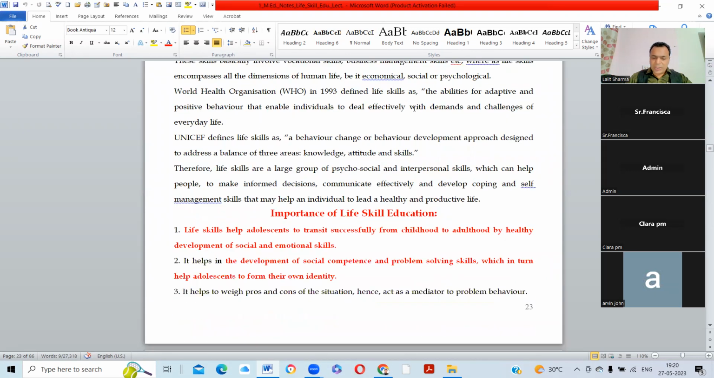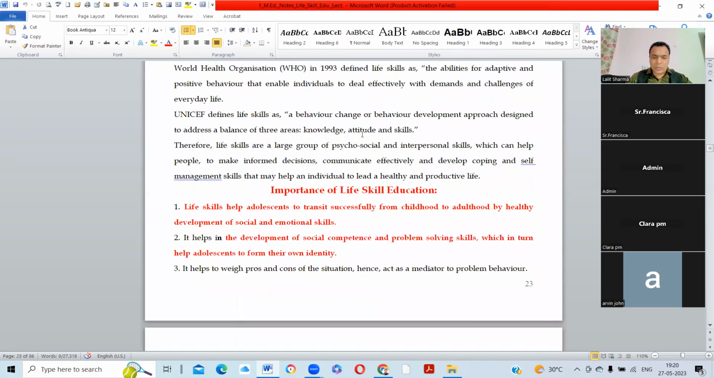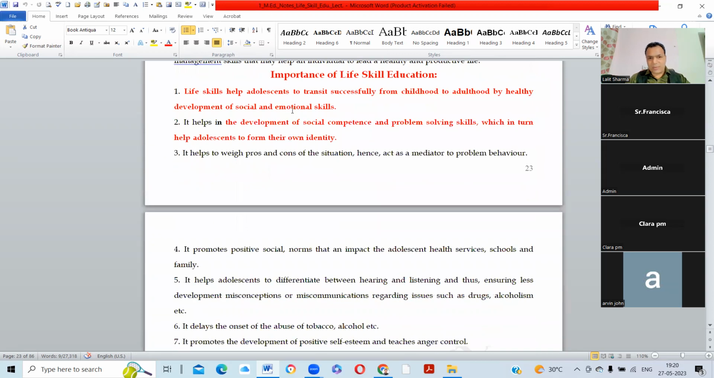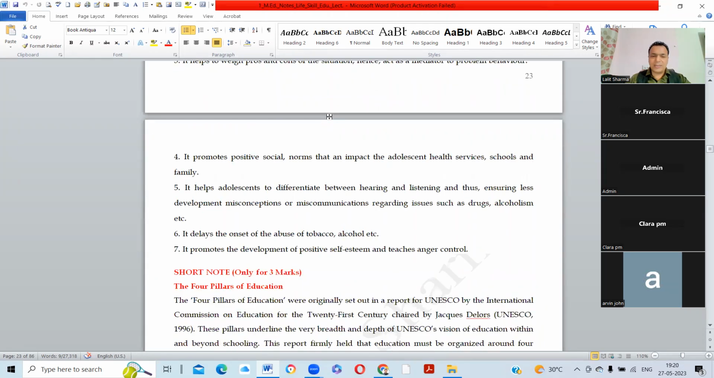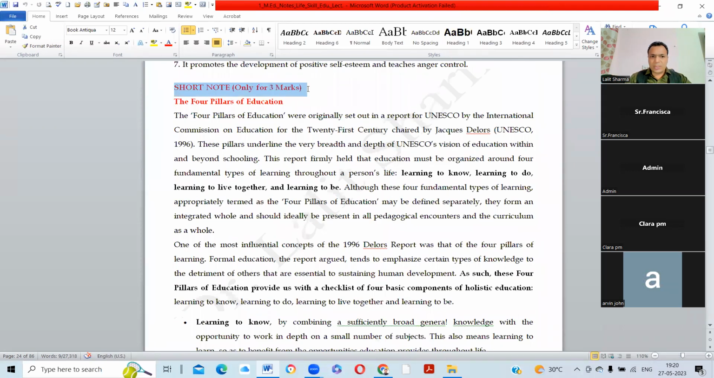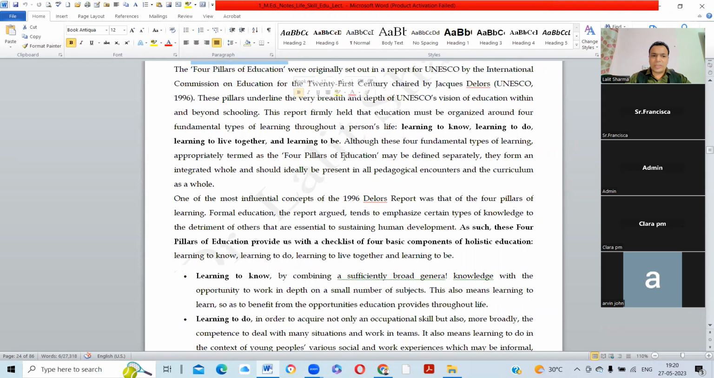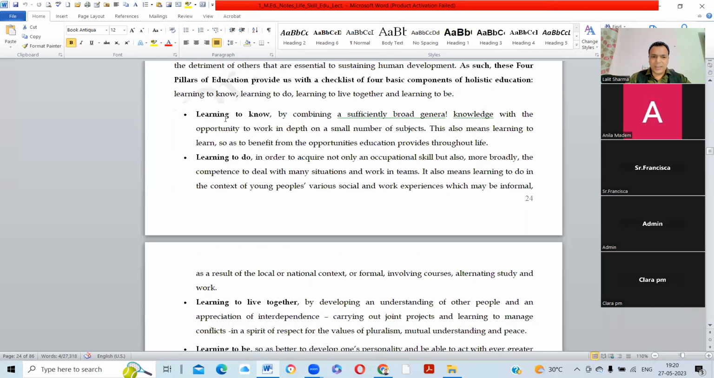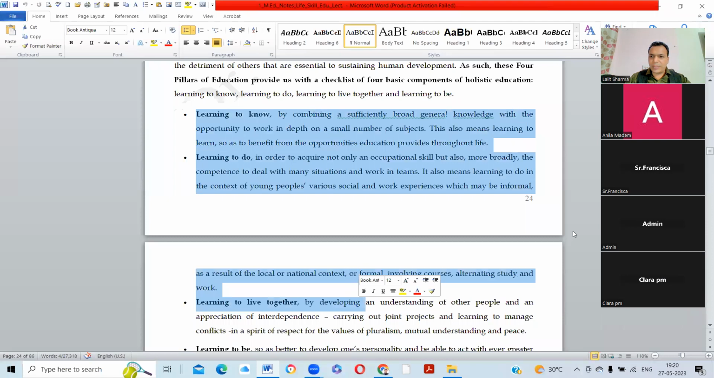What is the importance of life skills education? Along with that, if this question comes, I have also made notes for you on the importance of life skills education. You can learn that later on. When you match up with your syllabus, your whole syllabus is covered by these 86 pages of notes, right guys? We have even solved the last year paper also. Look, 4 pillars of education comes even in short answers. You can see that in the 4 pillars of education.